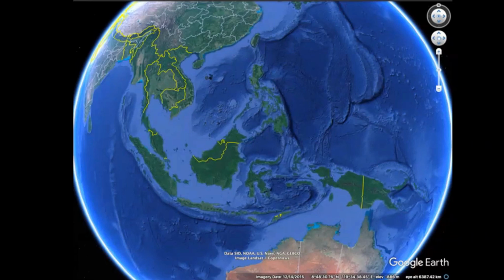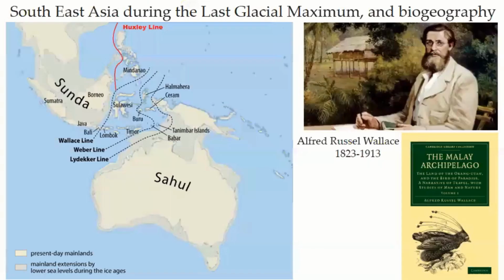And as you know, Southeast Asia is basically the ecotone between the temperate, the continental flora and fauna, and Australasian flora and fauna. And then you have this transition zone, which was first described and discovered by Alfred Russel Wallace, and he drew several lines, but the famous one, the most important, is this one. And there are other lines according to the taxa that you are considering.